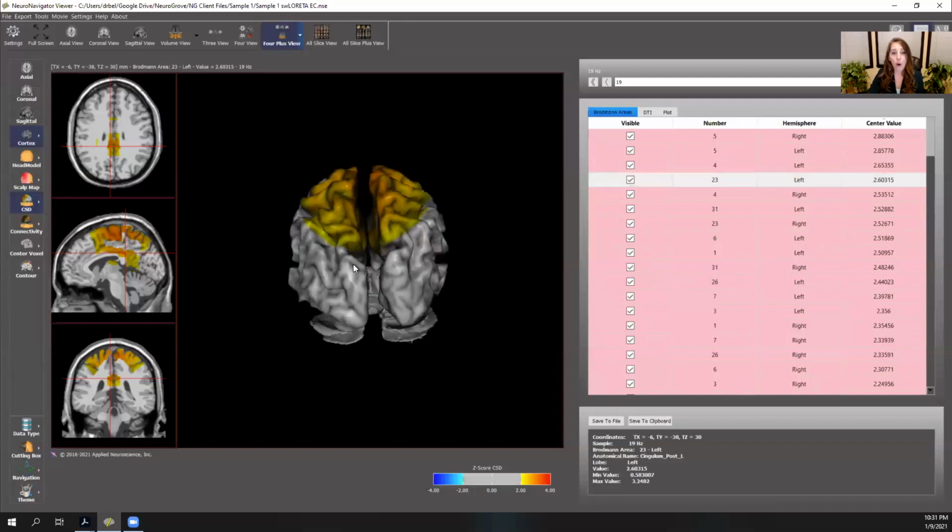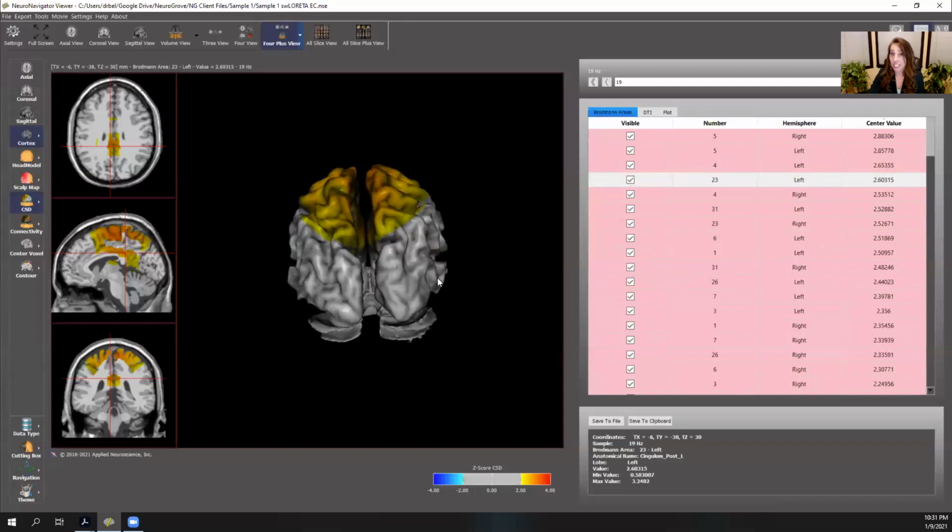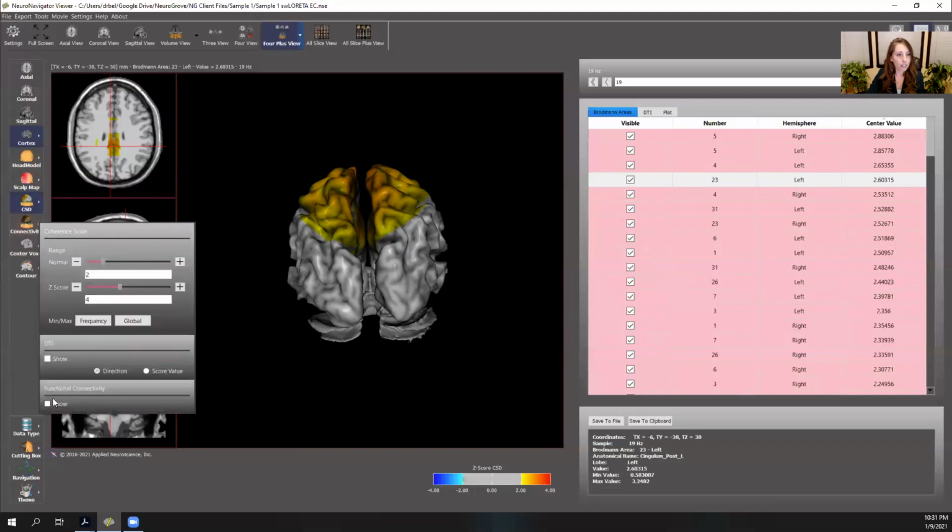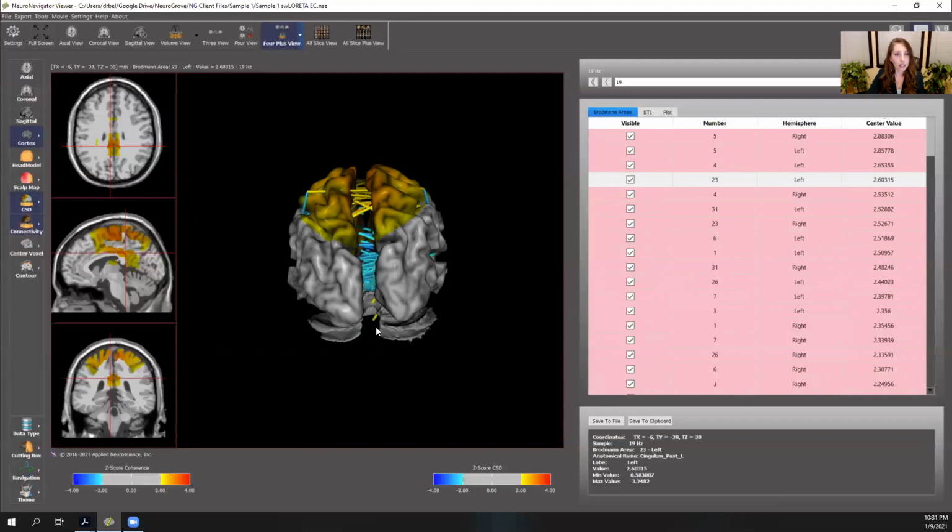Now, with that, we're also able to train connectivity better than we could with any other technology. So, for example, this is what we're seeing as far as connectivity here.